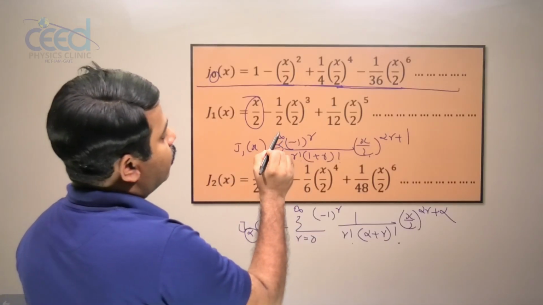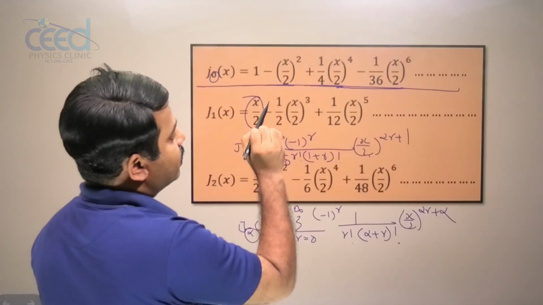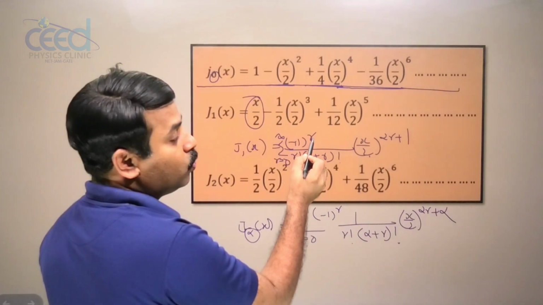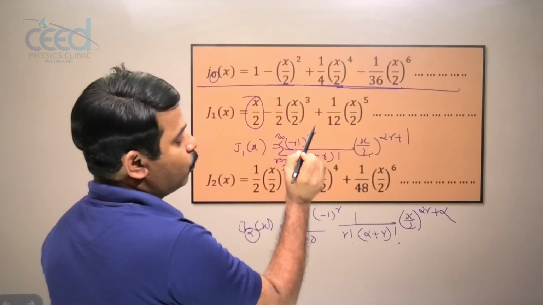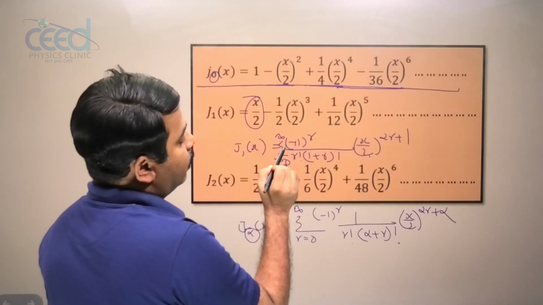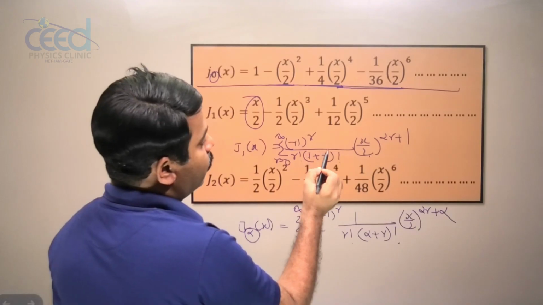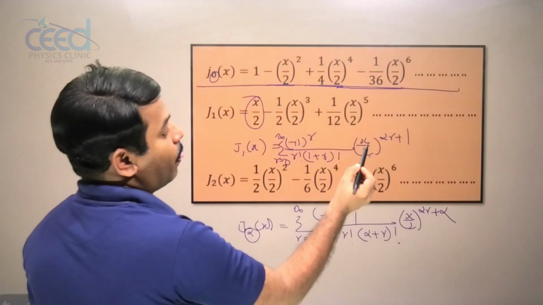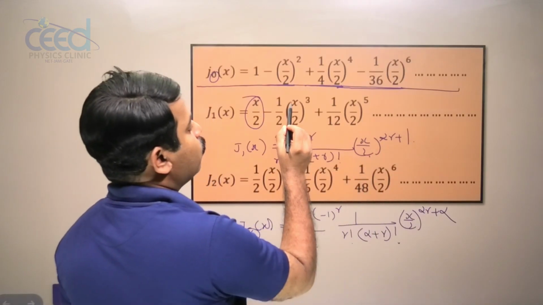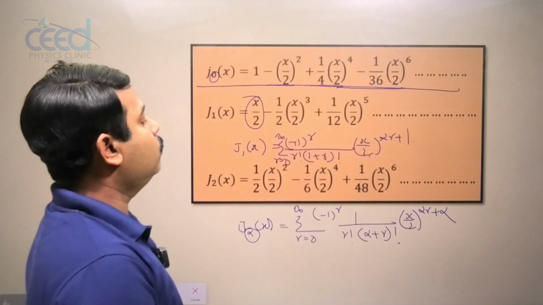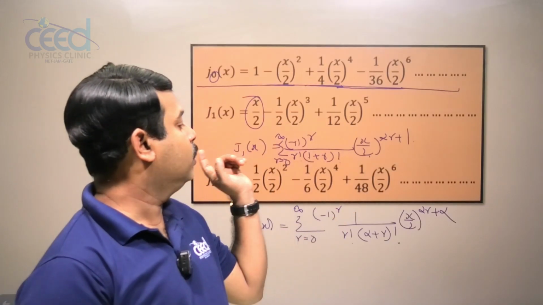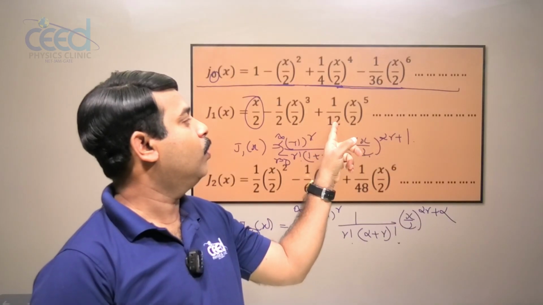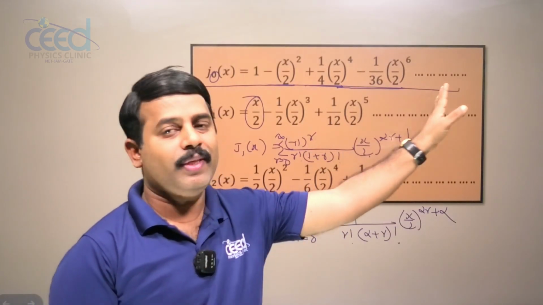Now for r equal to 1, the next term: minus 1 raised to 1 is negative, so minus 1, and here 1 factorial into 2 factorial comes, with x by 2 whole raised to 2 plus 1, that is x by 2 whole cube. So r equal to 0 to infinity gives x by 2 minus 1 by 2 into x by 2 whole cube plus 1 by 12 into x by 2 whole raised to 5 plus etc.